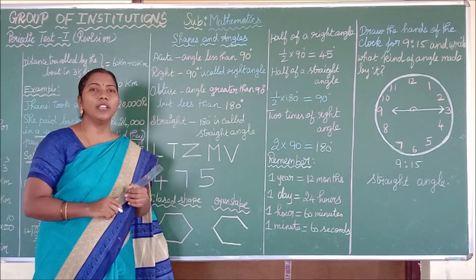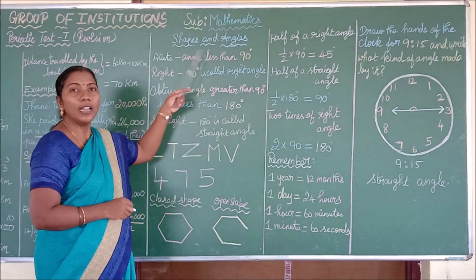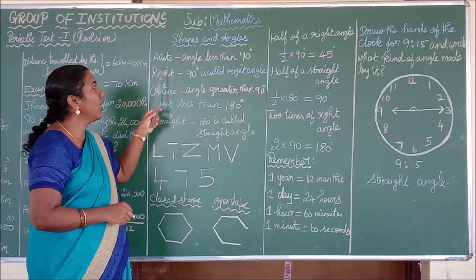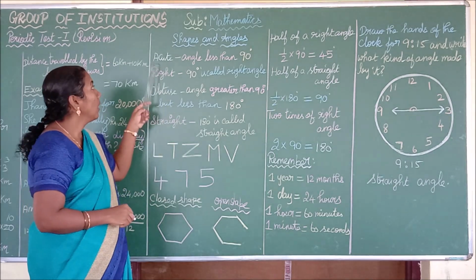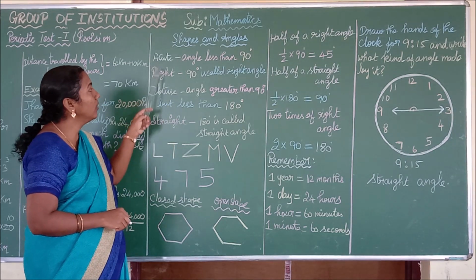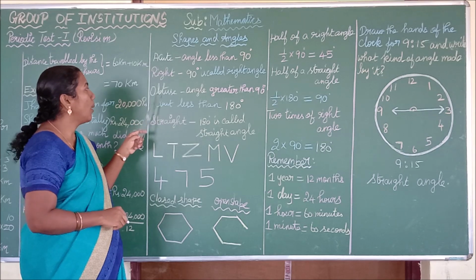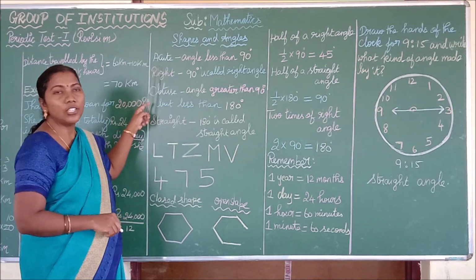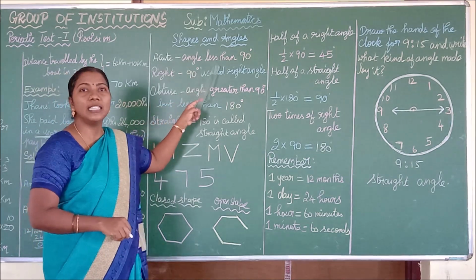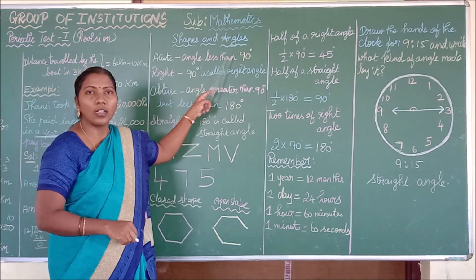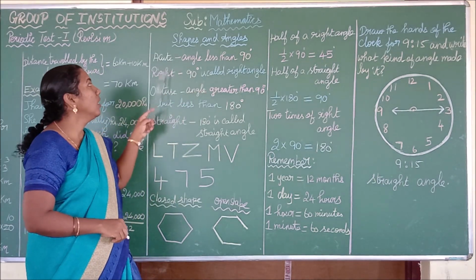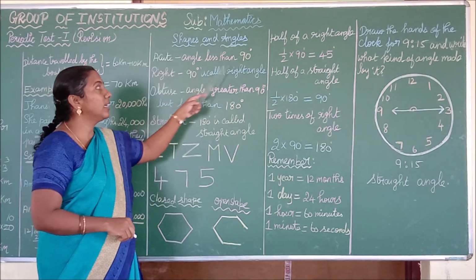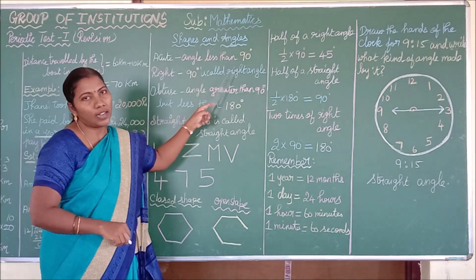Next we are going to revise the chapter shapes and angles. What are the angles we have seen? Types of angles: acute angle, right angle, obtuse angle, straight angle. What is meant by acute angle, children? Angles which are less than 90 degrees are called acute angles. What is meant by right angle? That 90 degrees is called a right angle.